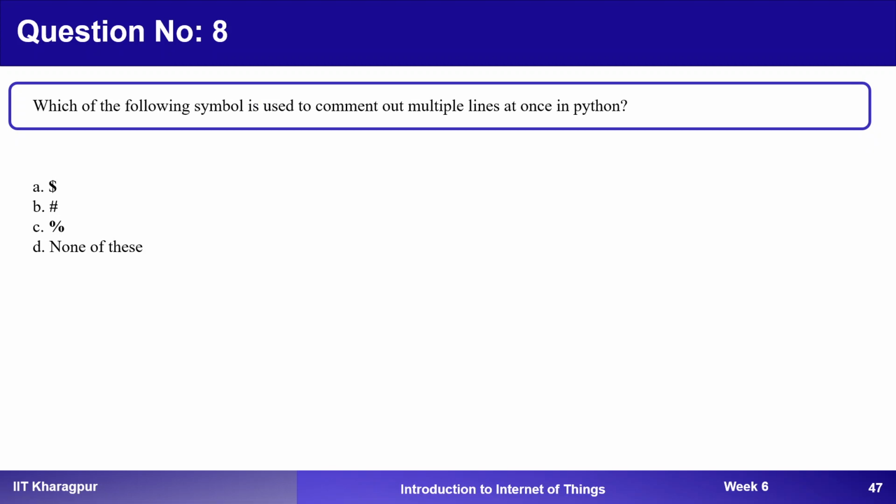Next one is, which of the following symbols is used to comment out multiple lines at once in Python? Anyone? Percentage. Anyone else? None of these, ma'am. Right. None of these. In the case of your Python, there is no way to comment out multiple lines. And what is the symbol used to comment a single line? How do you comment out a single line in Python? Hash.